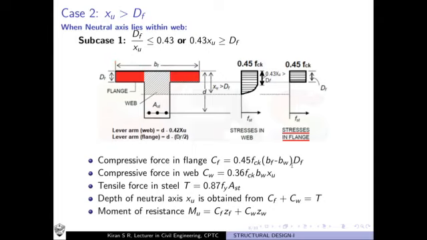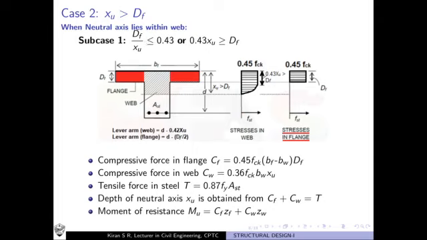So bf minus bw into df gave you the area, and area into stress will give you the force. So what is the stress over this entire depth? It is 0.45 FCK. That is what is given by the compressive force in flange. Cf is equal to 0.45 FCK bf minus bw into df.